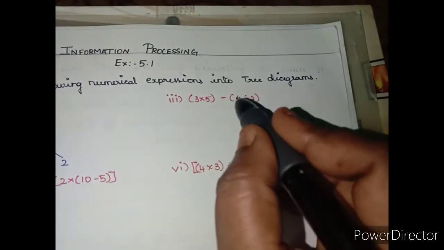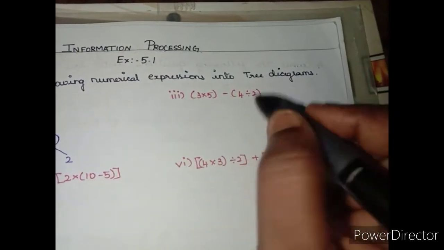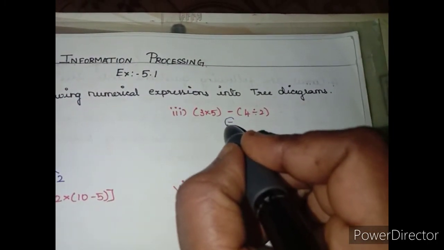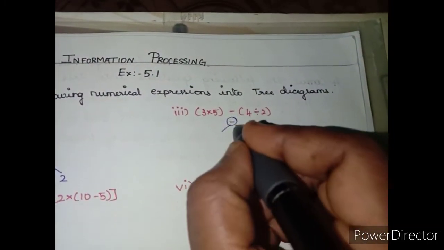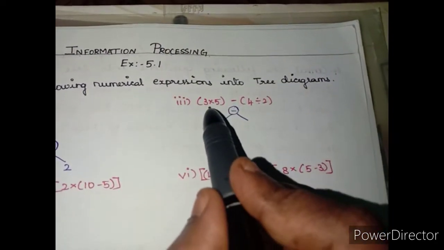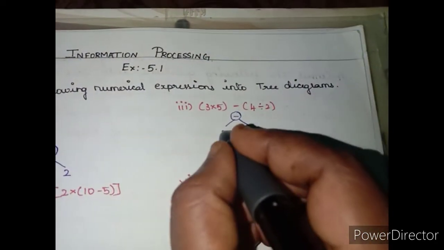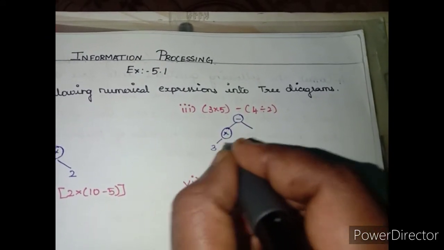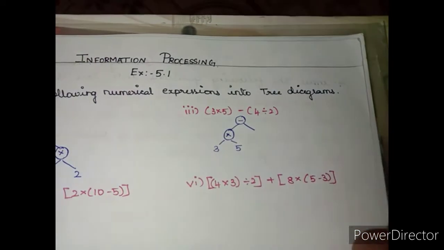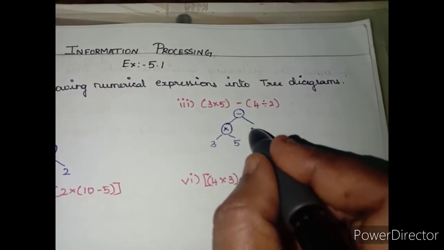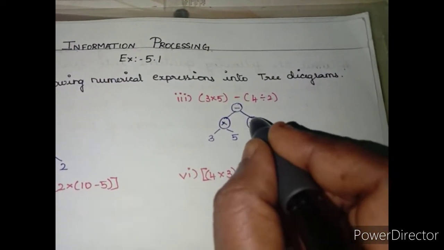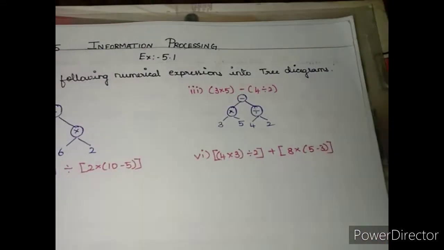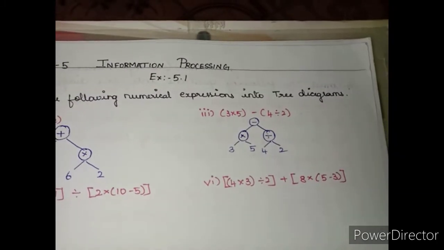3 into 5 minus 4 divided by 2. What is the first operation? The middle one. So minus is going to be the major one. Under that, on the left hand side we have 3 into 5, so multiplication, 3, 5. Here we have a division symbol, 4 and 2. A very simple question.